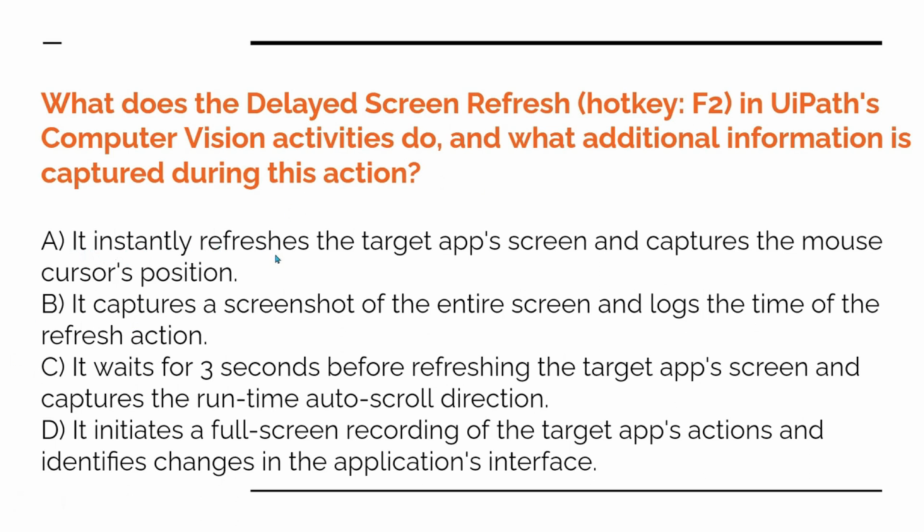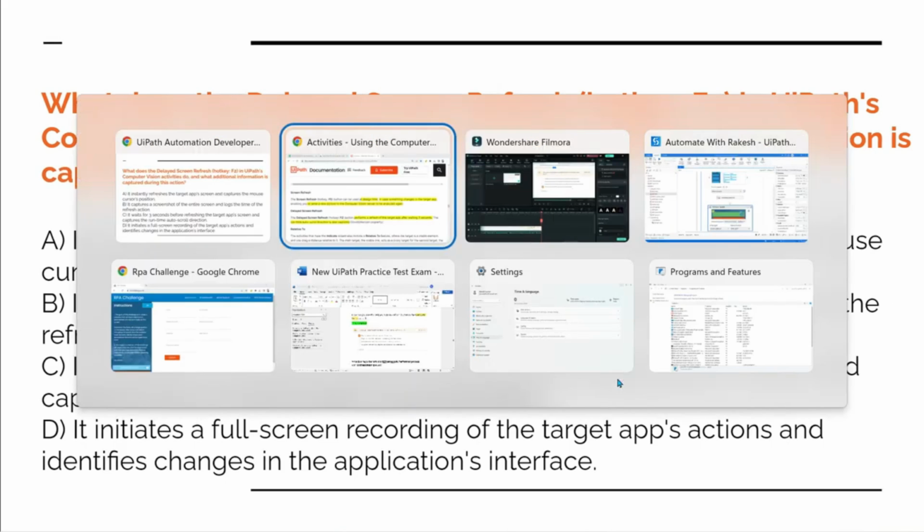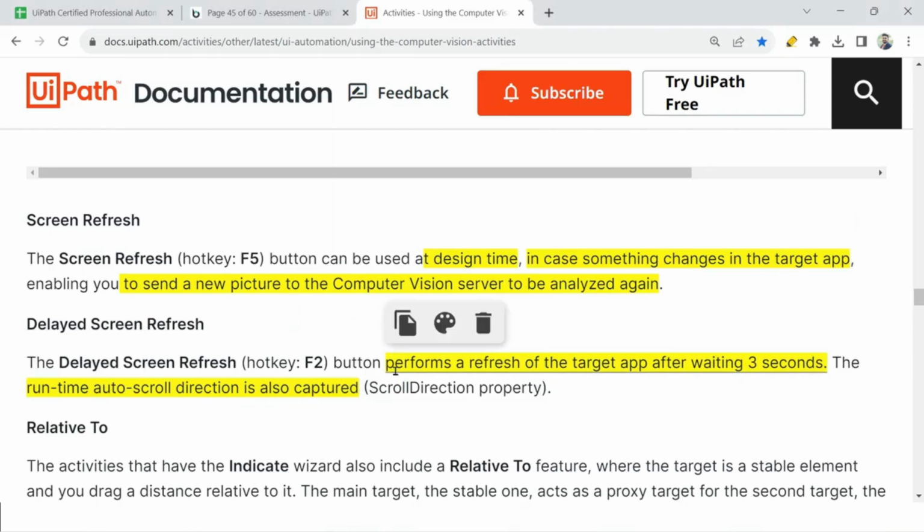It instantly refreshes the target app screen and captures the mouse cursor position. Okay, is it the right answer? No. Next, it captures a screenshot of the entire screen and logs the time of the refresh action. Does it do that? C, it waits for 3 seconds before refreshing the target app screen and captures the runtime auto scroll direction. Okay, it waits for 3 seconds before. Is it right?